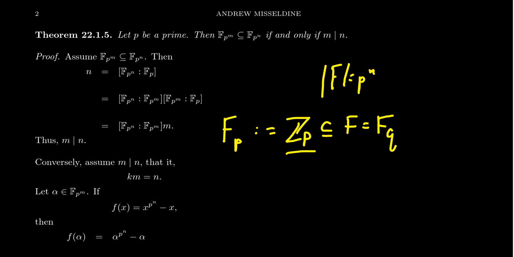But what about other ones? We've talked about previously in this lecture series the field of order 4. There's also a field of order 8, order 16, order 32, order 64. Do these fields contain each other? Is it like the field of order 8 contains the field of order 4 and the field of order 16 contains the field of order 8?